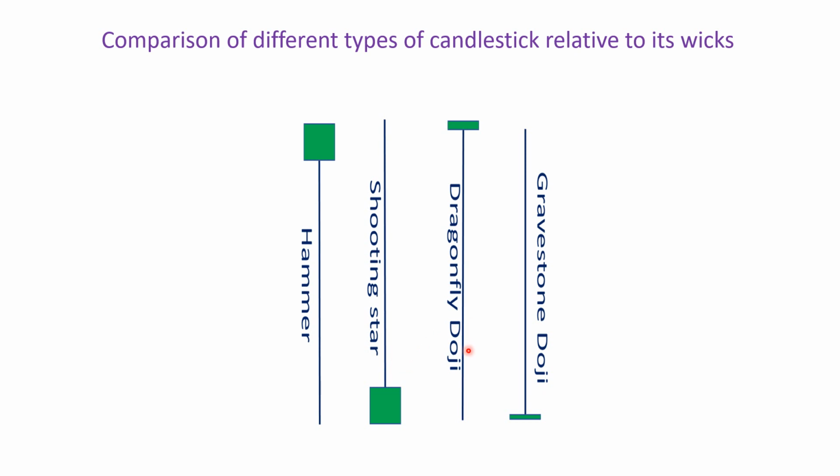This is a dragonfly doji. It's basically the same thing as the hammer, where the buyers have a tremendous amount of power. And this is what they call a gravestone doji, which is almost the same thing as a shooting star, where the sellers have a huge power in the market.